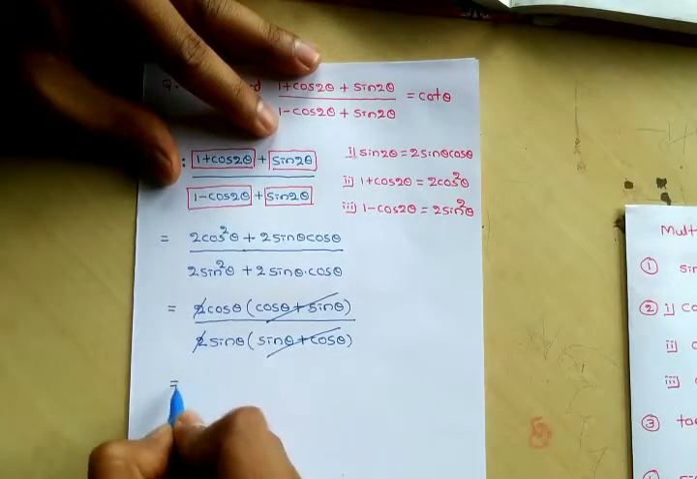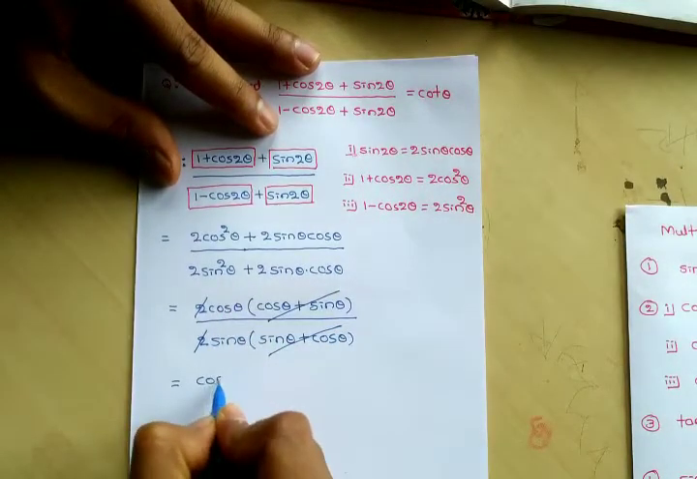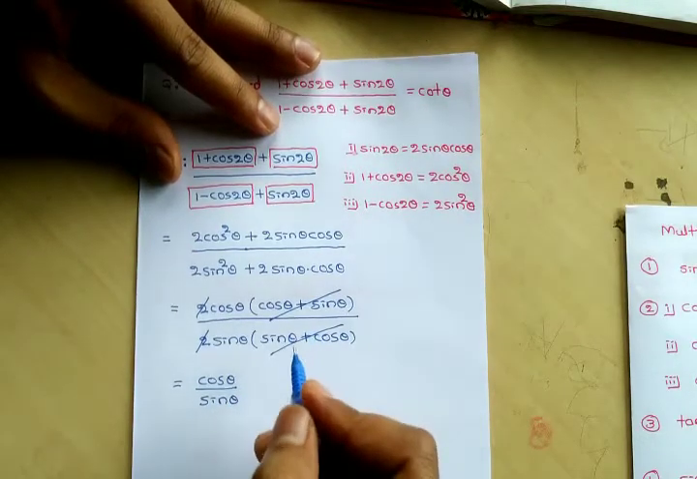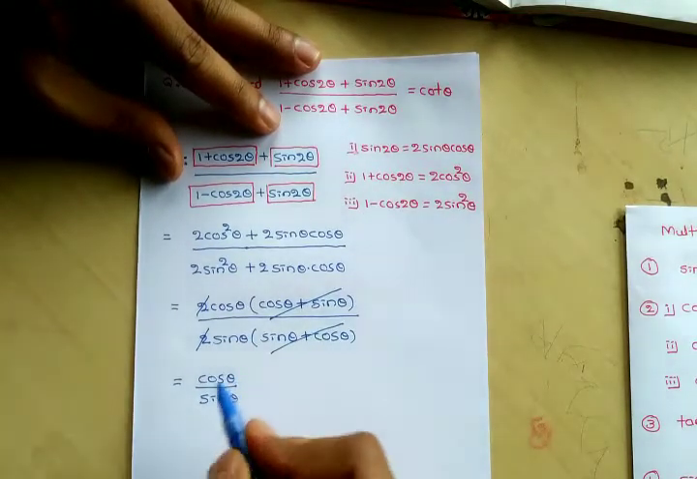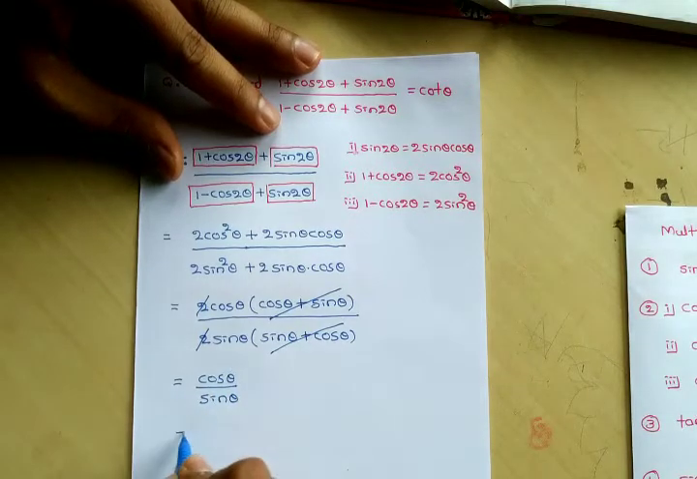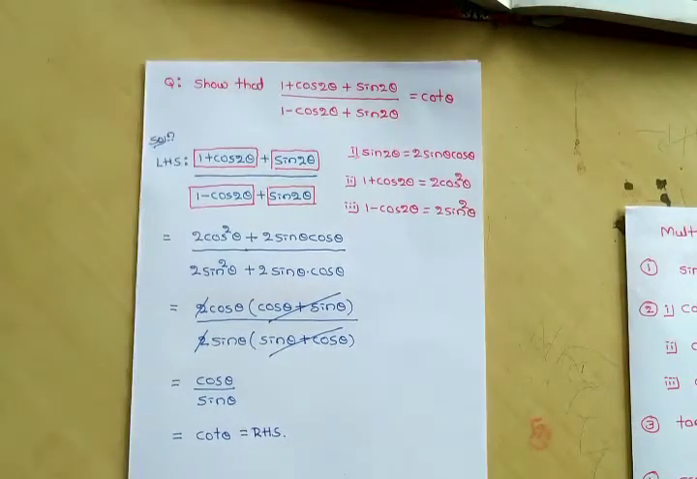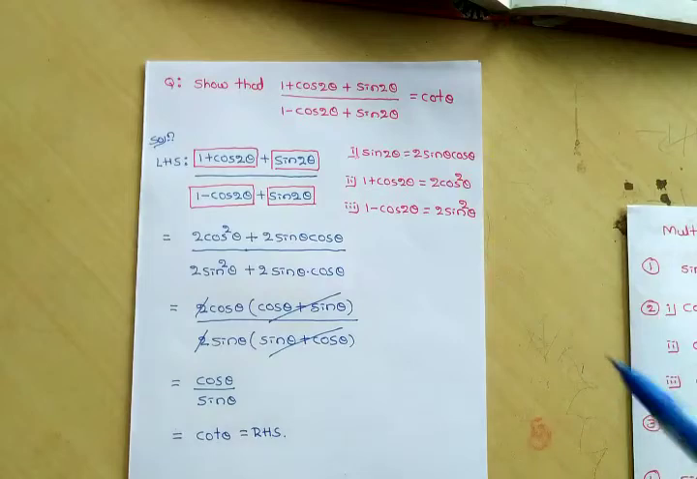Next, what is the remaining value here? Cos theta divided by sin theta. You know, in the trigonometric reciprocal relation, cos theta divided by sin theta is nothing but cot theta, which is equal to the right hand side. Therefore LHS is equal to RHS.